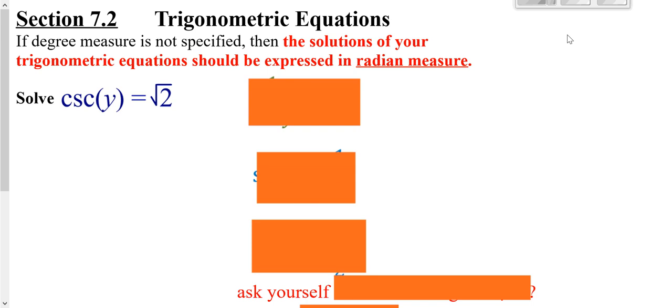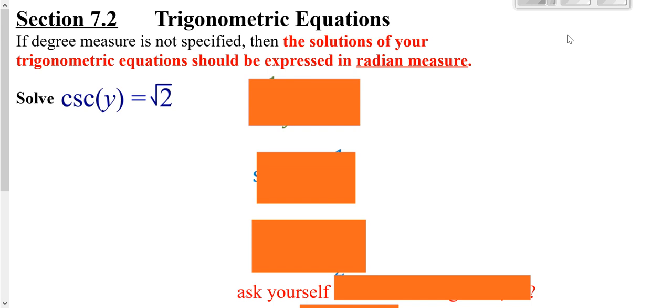We're going to look at solving trig equations today. Now, your answers are typically not in degrees. If it's not specified, use radians. If it specifies degrees, then do that. If it doesn't specify, then use radians.